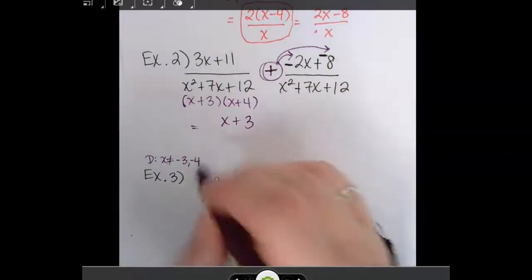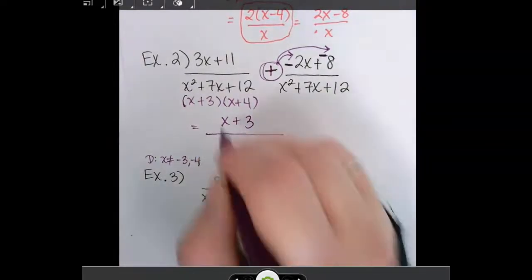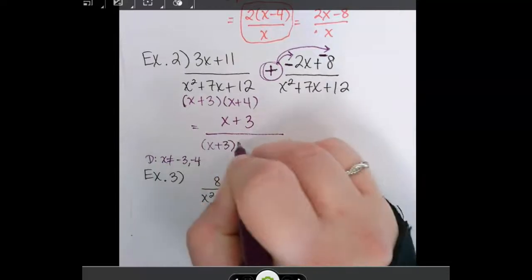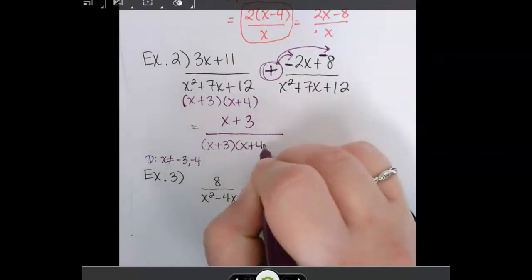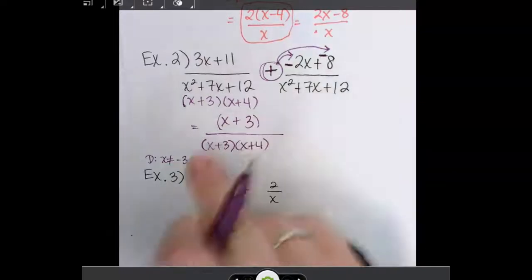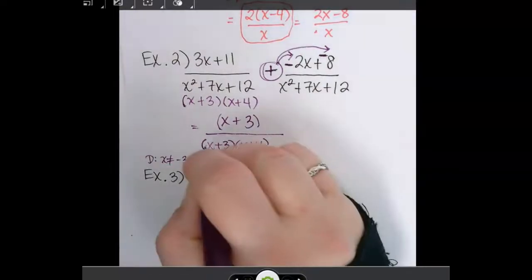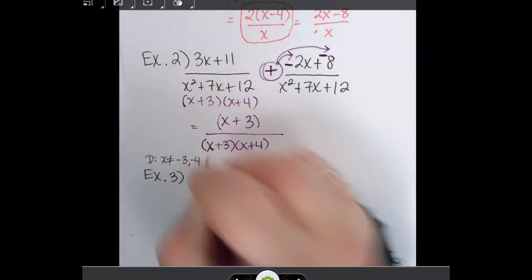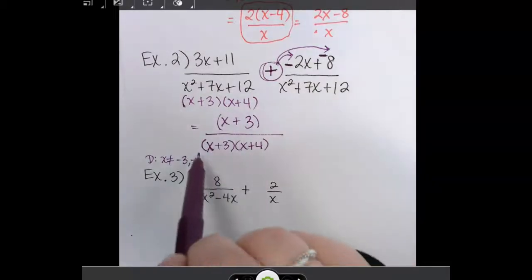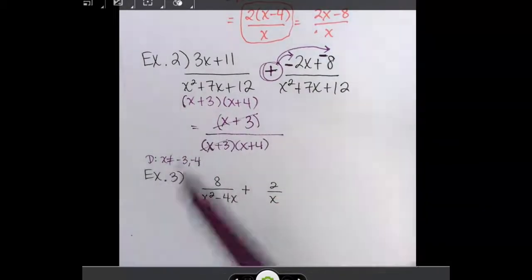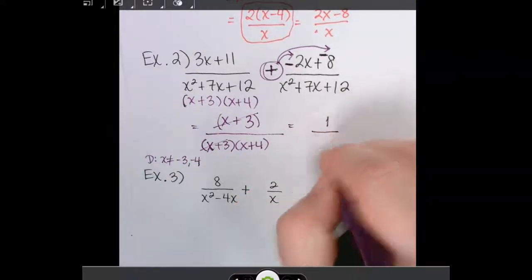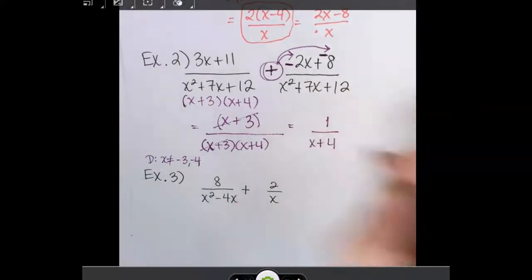Okay, so if we write our simplified answer, we have x plus 3, that's a binomial, over x plus 3 times x plus 4. So we see that we get a common binomial factor of x plus 3 in the numerator and denominator. So because this divided by itself would reduce to just 1 over 1, my simplified answer that I could write would be 1 over x plus 4.